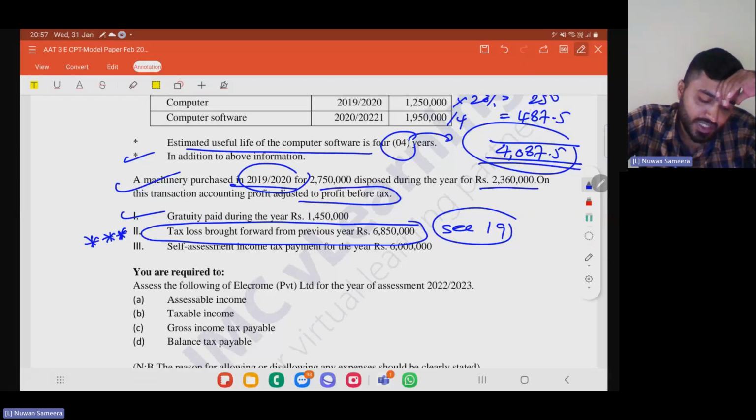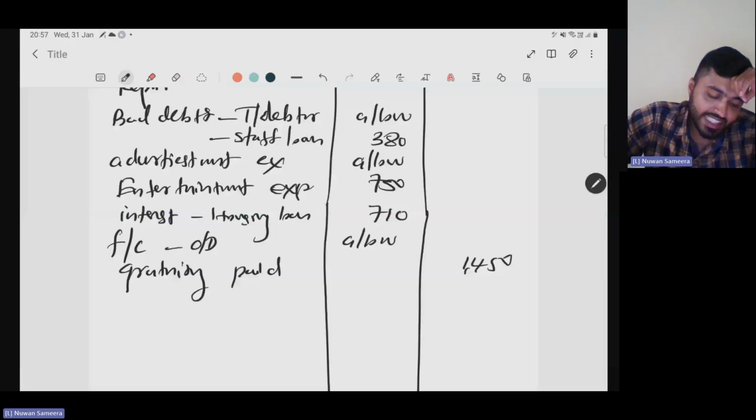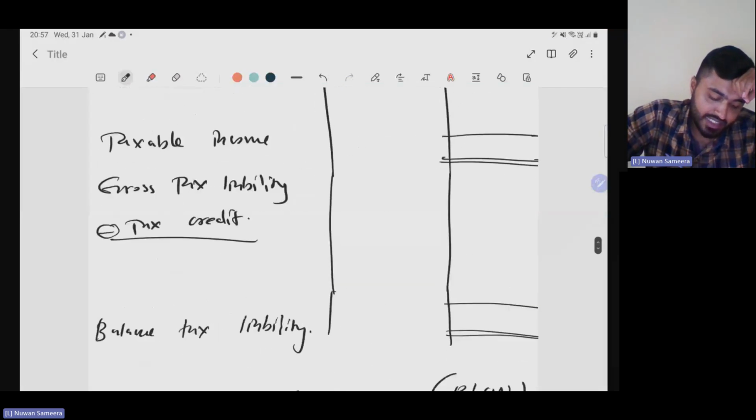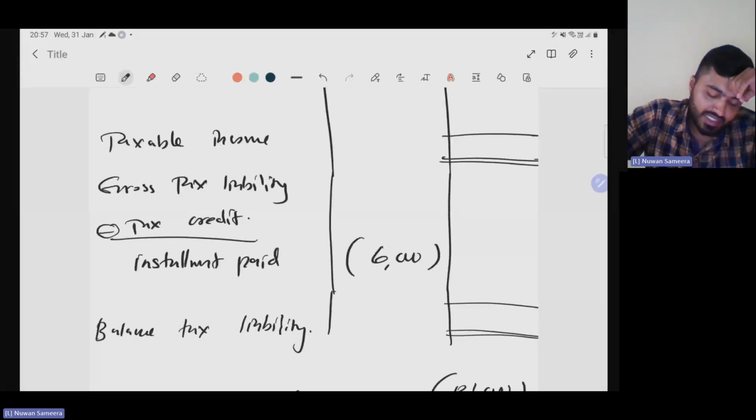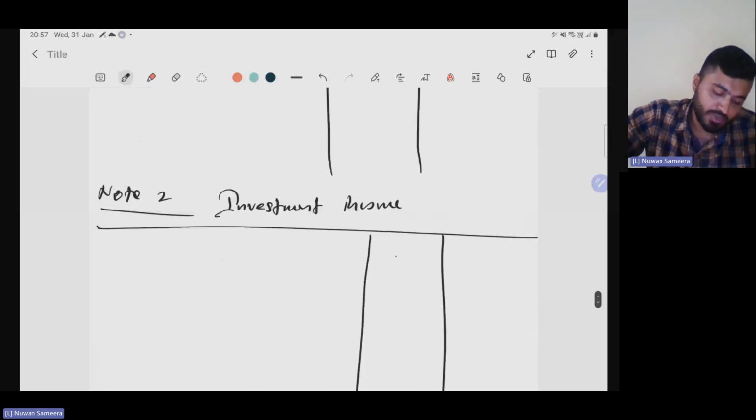The self-assessment income tax payment is 6 million. That is a tax credit. So under the tax credit, installment paid 6 million. Right. With that part, then we can go to the investment income.